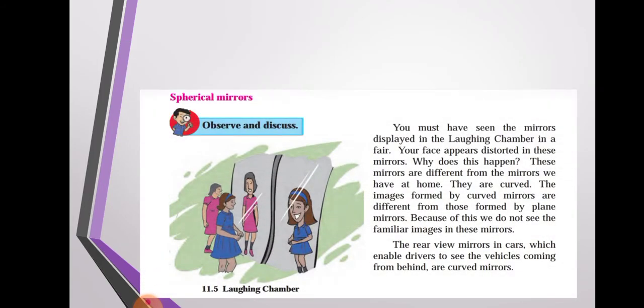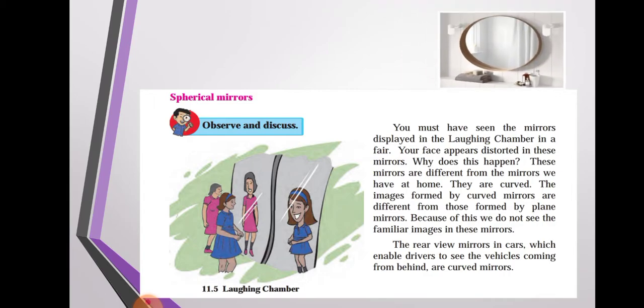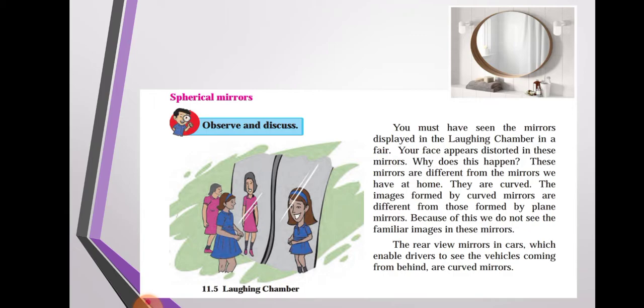Now the second type of mirror is a spherical mirror. So spherical mirror, which means what? Here you can see they are curved. So these mirrors are curved.